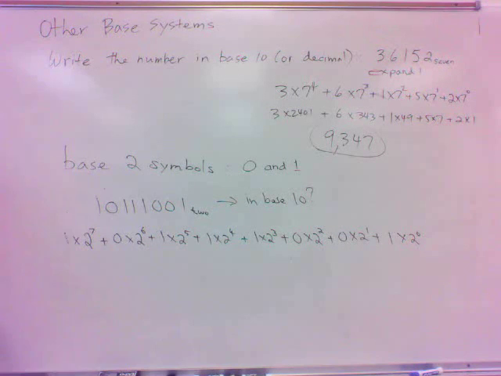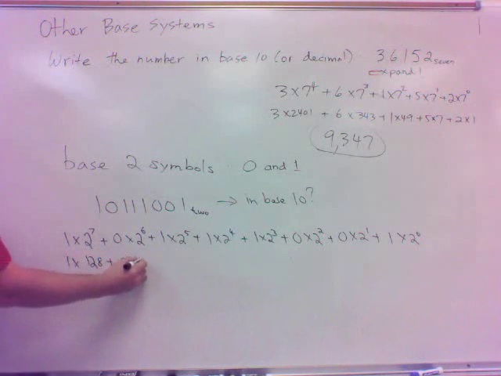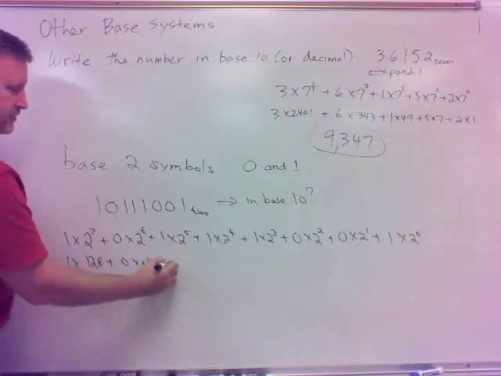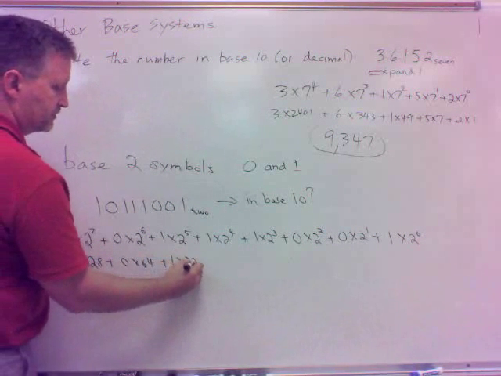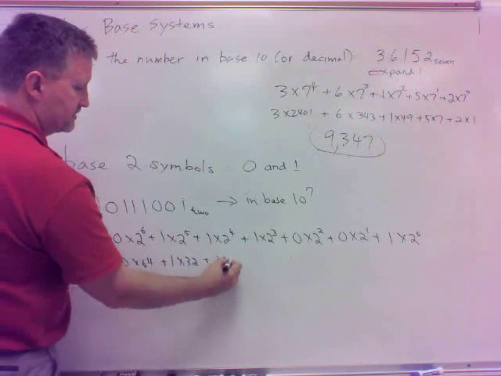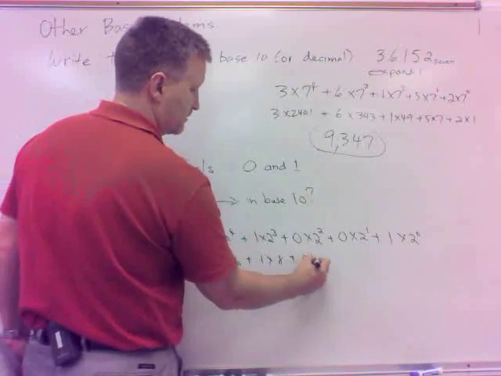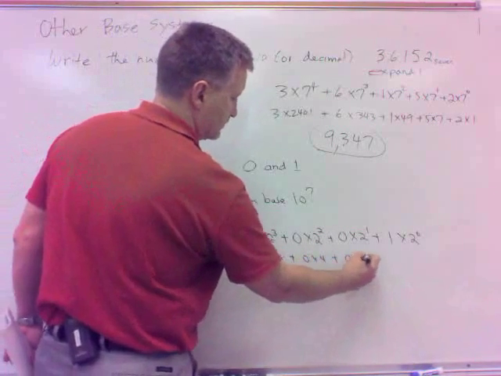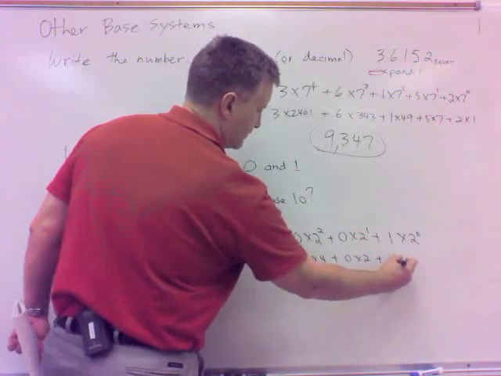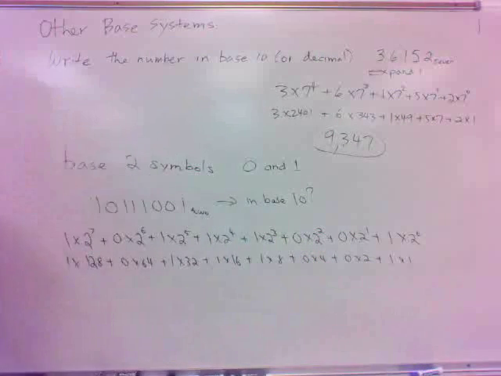Well, it just so happens 2 to the 7th is 128. So we have 1 times 128. 2 to the 6th is 64. 2 to the 5th is 32. So it's 1 times 32. 2 to the 4th is 16. So it's 1 times 16. 1 times 8. 0 times 4. 0 times 2. And last but not least, 1 times 1. You think the 0 power is 1.